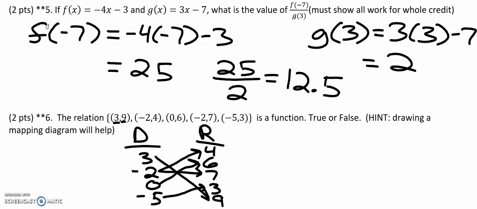That is going to be false. We do not have a function in that scenario. In this case, we have negative 2 going to 2 different numbers. It is going to 4, and it's going to 7. We don't like that. This is not a function. So for our question's purposes, this would be considered false.